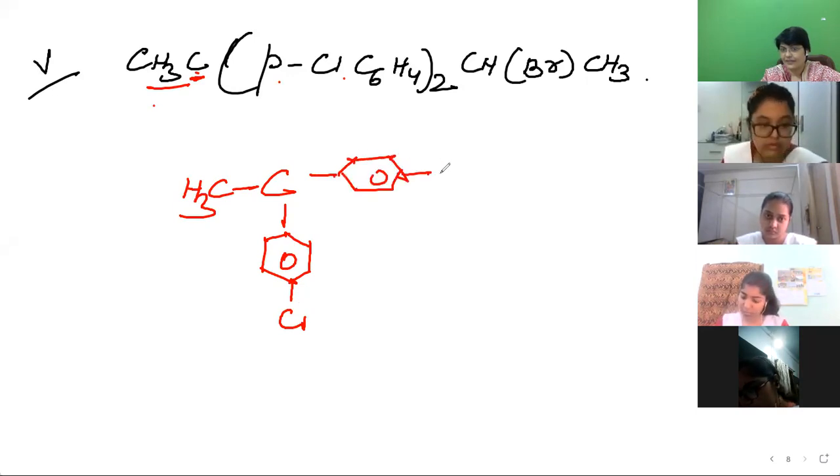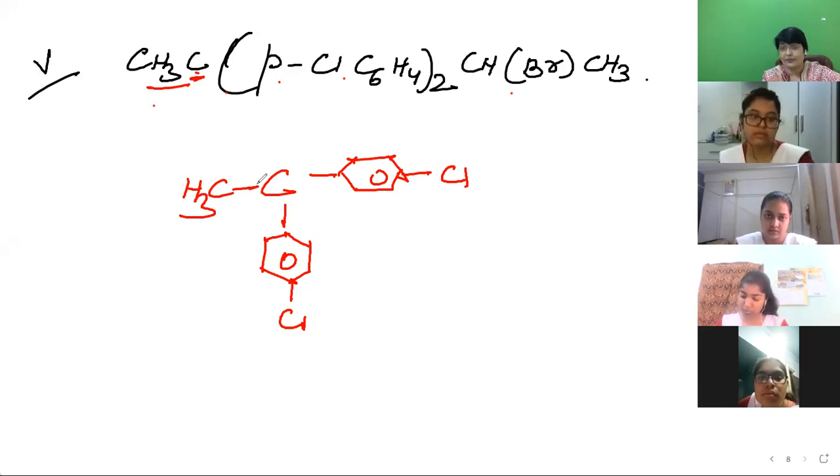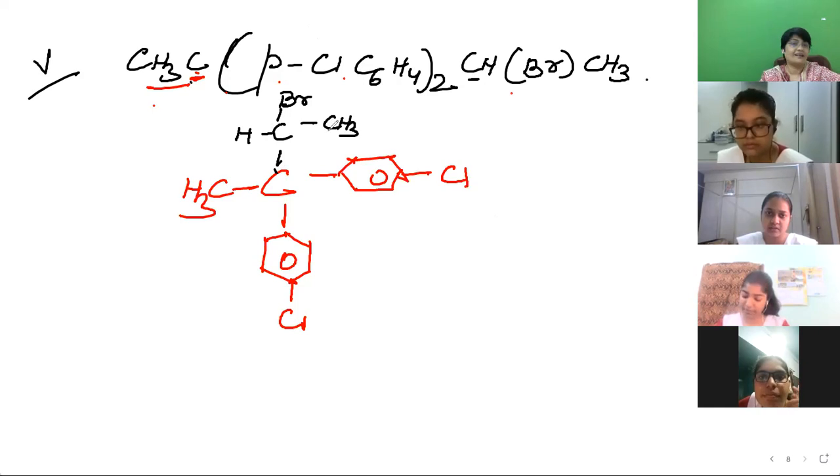Are you convinced here? Yes, miss, because it is twice. It has not completed its four bonds, remember. So it is connected to this C, H, Br, Br, CH3. Which is going to be the word root for you? Which should be the word root?